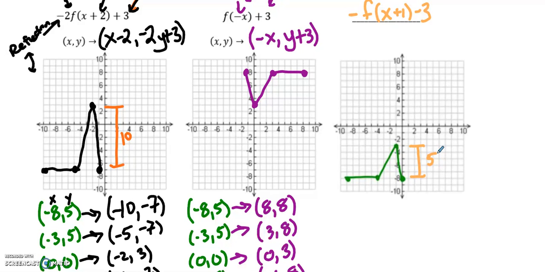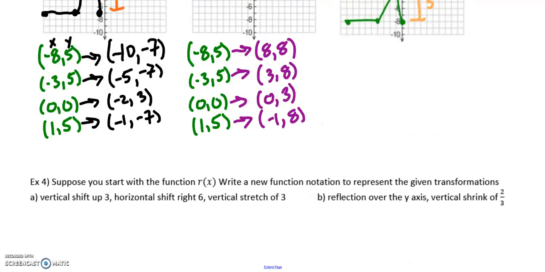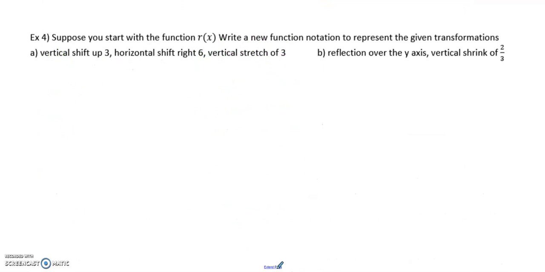If that was 10, I'd have to put a 2 in here, or if it was something like 15, I'd have to put a 3, but since that is still a 5 in terms of the total height, I don't have to put anything. So that's my transformed function. And with the last couple minutes we have here, just down at the bottom, looking at these, I'm taking a function r of x, and I'm applying some transformations.